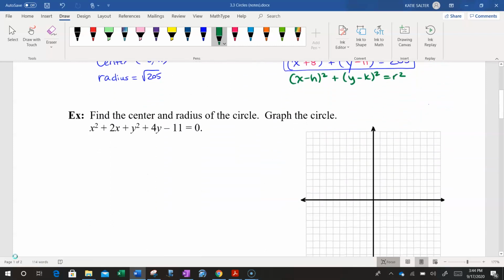All right, so what I would like for y'all to do now is pause the video and complete the square so that you get it into our circle formula. Once you've done that, start the video back. Pause now.